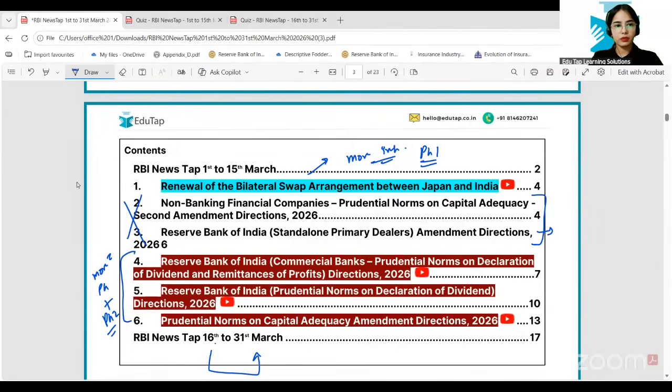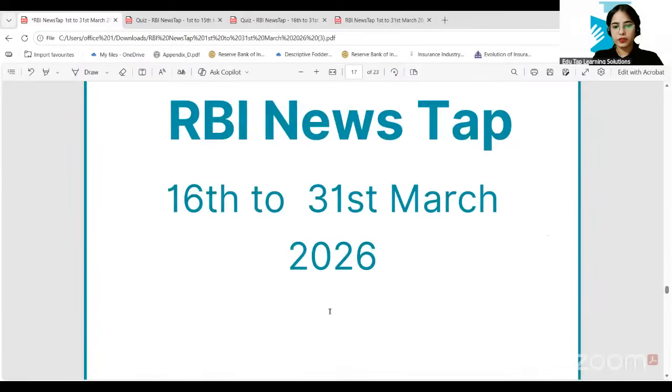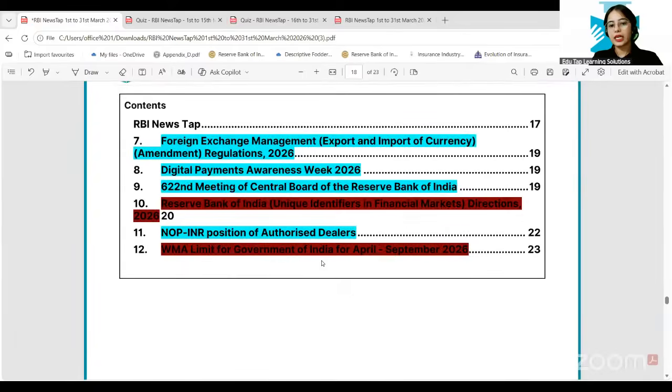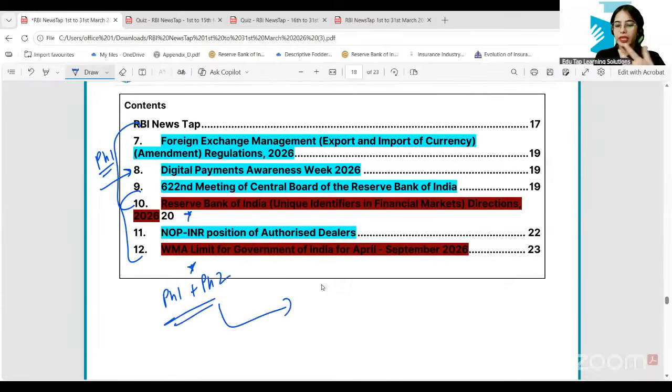Here is the second part, RBI NewsTap 16th to 31st March. Here also you can see that color coding has been done. The blue articles are more important from the phase one perspective, and the red articles are important from the phase one plus phase two perspective. The color coding has been done so that you can prioritize: first do the blue and the red articles, then the non colored articles.